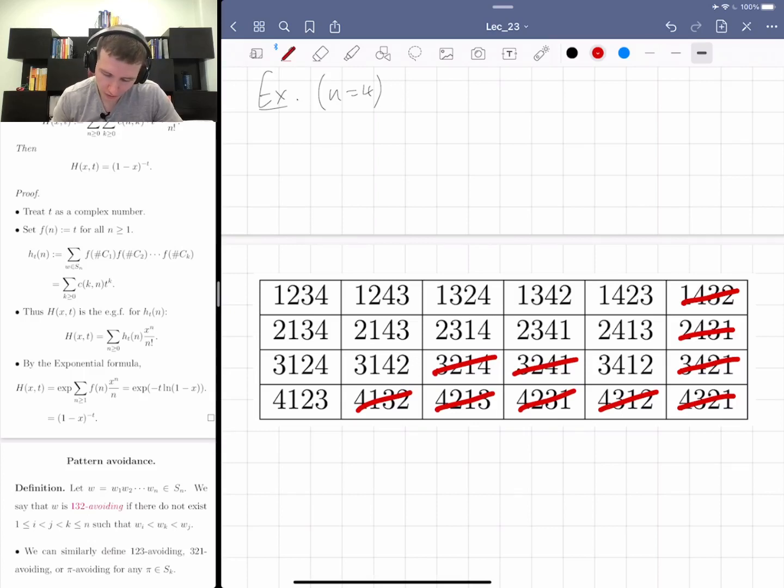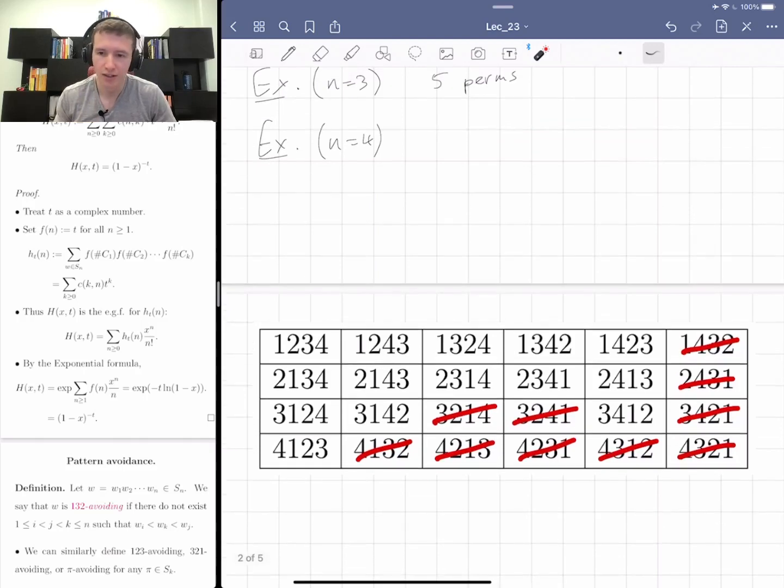Well, 1, 3, 4, 2. Which one is it? This one. It's not 3, 2, 1. There are no 3 decreasing numbers, right? Yeah, anything. Okay. Yeah, there is no more. I have crossed out 10 permutations again. So the answer is again 14 permutations.